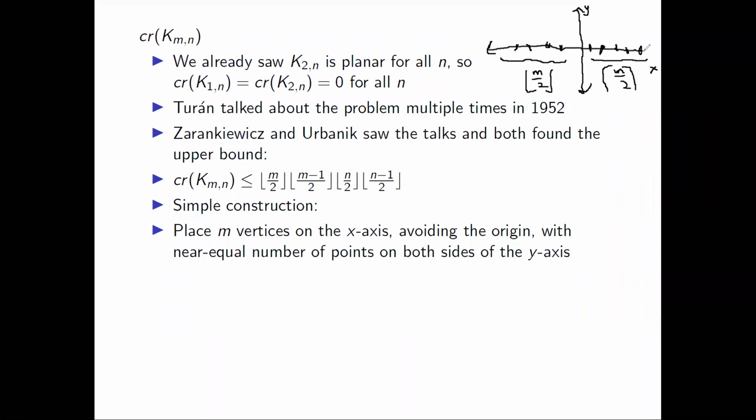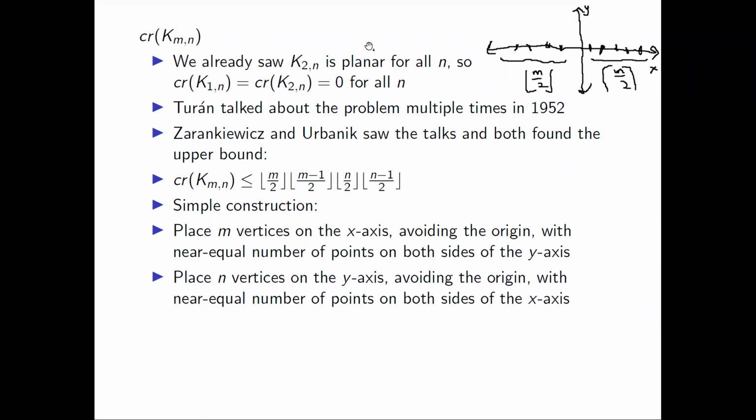So that's the x-axis. We have those points. And then the y-axis, similarly, except instead of m, we have n. So on the y-axis, we don't put any points at the origin, but we put near equal amounts on both sides of the y-axis. So there we'll have ceiling n over 2, and then down here we will have floor n over 2.